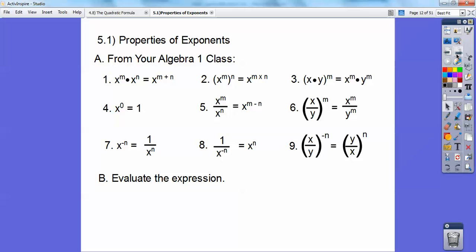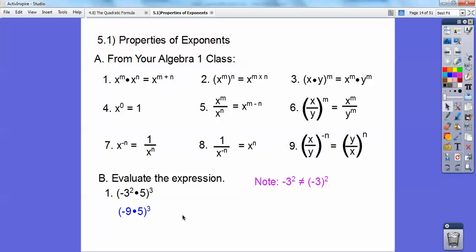Okay, evaluate the expression: quantity negative 3 squared, only the 3 is being squared, times 5, and then all to the 3 power. First, notice this, you guys: negative 3 squared is not the same as quantity negative 3 squared. This quantity, negative 3 squared, is negative 3 times negative 3, which is positive 9. This negative 3 squared is saying negative of 3 squared. So 3 squared is 9, so this is negative 9.